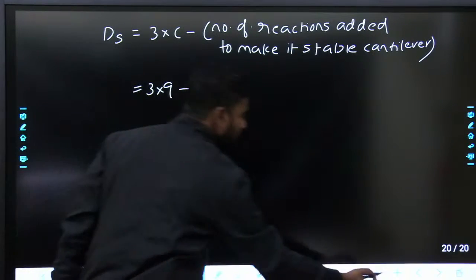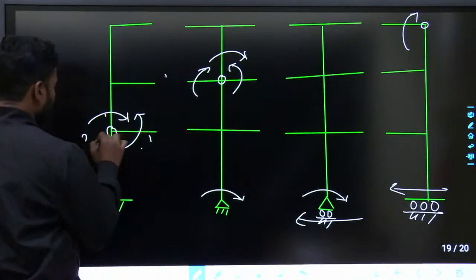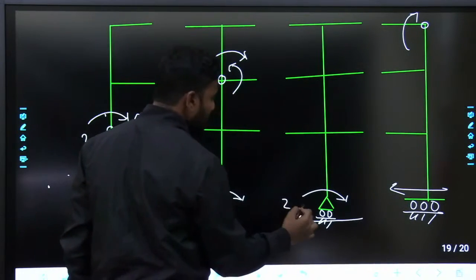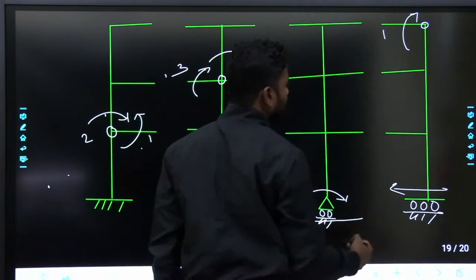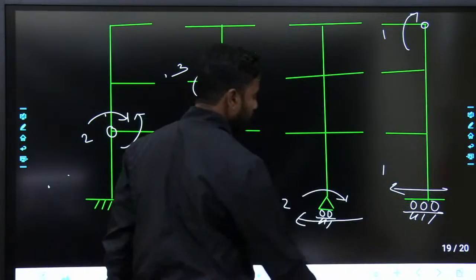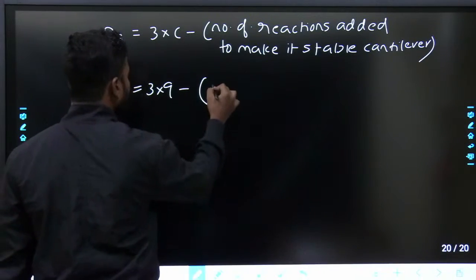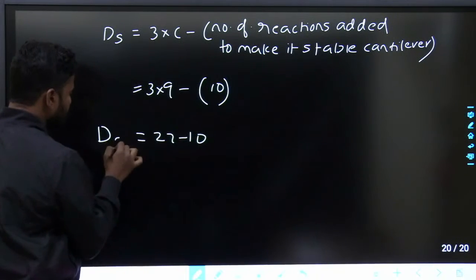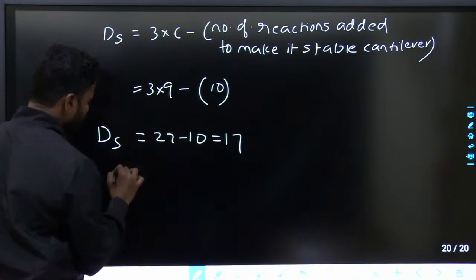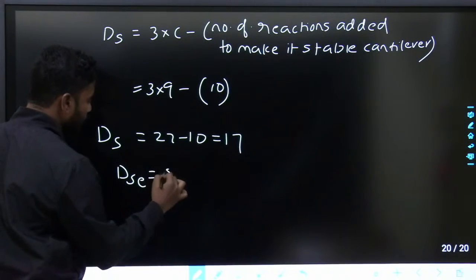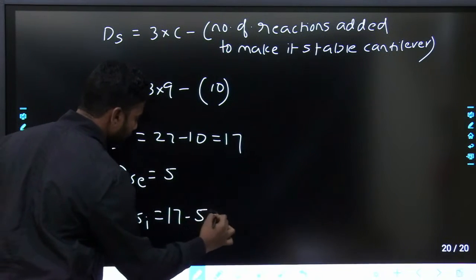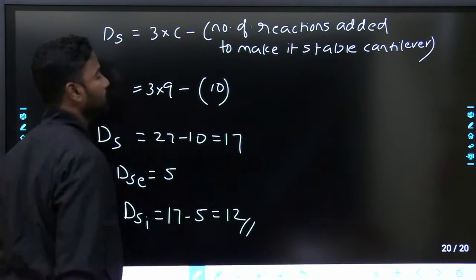The number of reactions you have added: 2 plus 1 is 3, plus 3 is 6, plus 2 is 8, plus 1 is 9, plus 1 is 10. So minus 10. 27 minus 10 is equal to DS, which is 17, and DSE you got as 5. DSI is equal to 17 minus 5, that is 12.